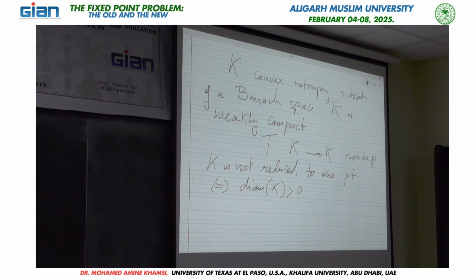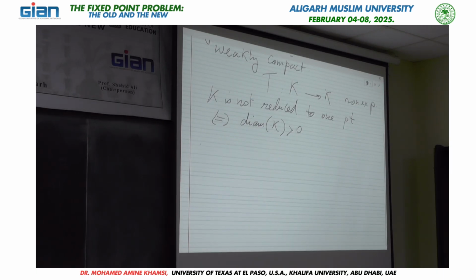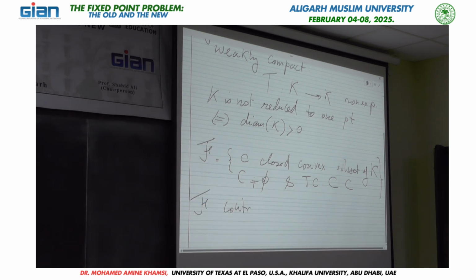Okay, so now, what does Zorn tell us? If I take the family F of closed convex subsets of K, not empty and invariant. So this family F is not empty because it contains K.